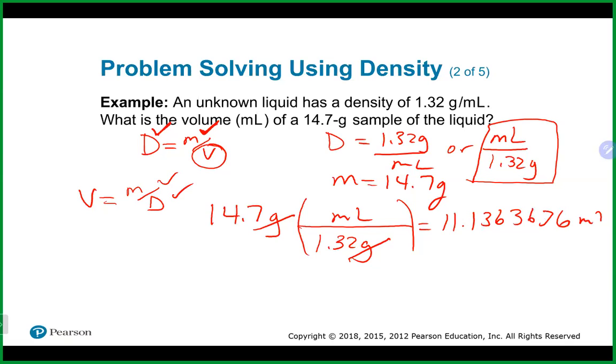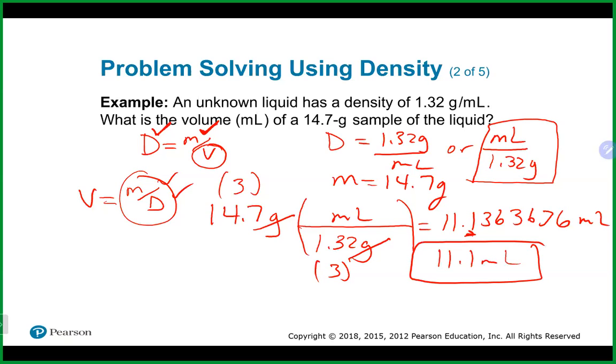11.1363636 milliliters. And again, basically what we did is divide, which is exactly what you do if you just rearrange the equation. But here you can see the units. Sig fig wise, we should end up where? It's lots of ones, but this is dividing. So we have 3 sig figs, which leaves us at 11.1 milliliters as our volume in this particular case.